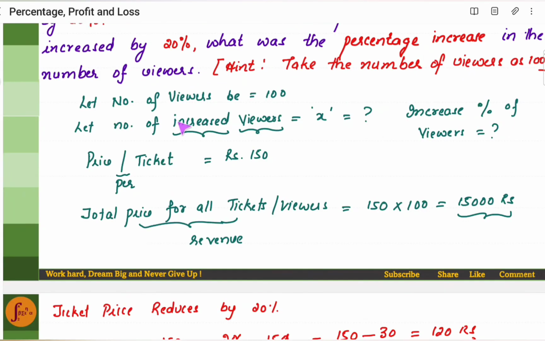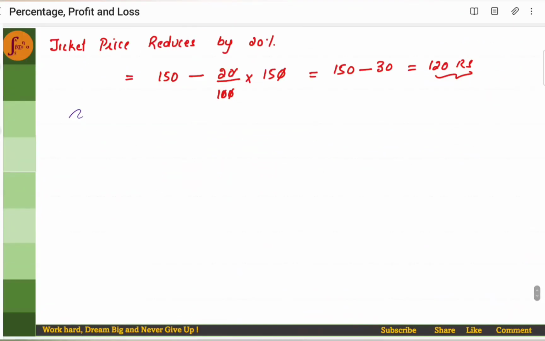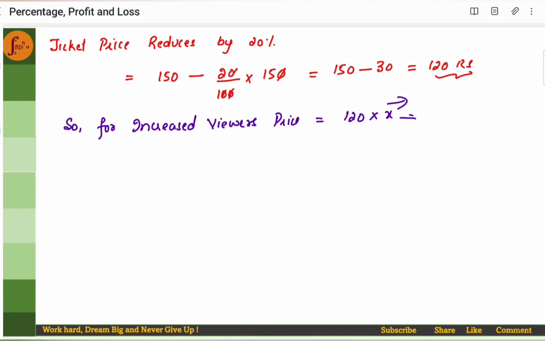We assumed that the total number of increased viewers is X, right? So for increased viewers, that is the increase in the viewers, the price would be 120 into X. This is the total number of new viewers, total viewers after the viewers have got increased, into 120 rupees per ticket. So this will be 120X.